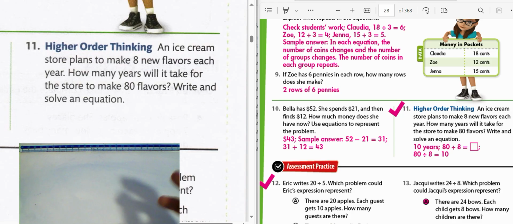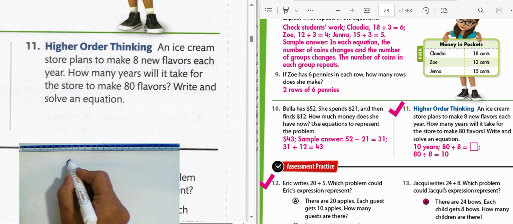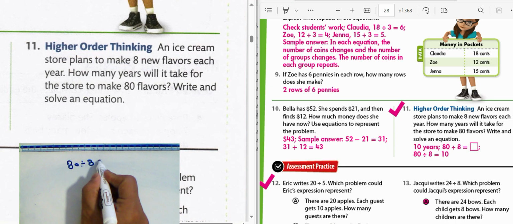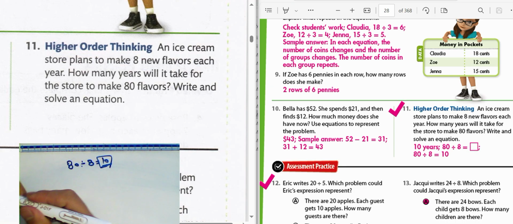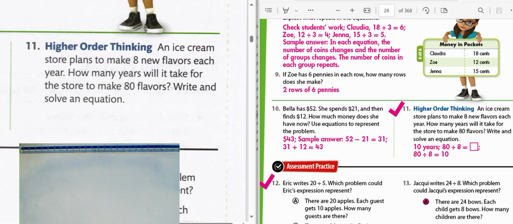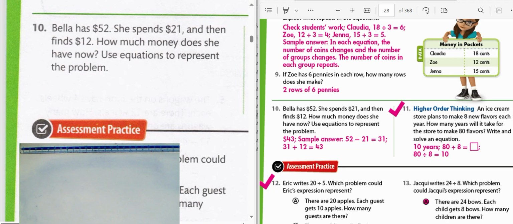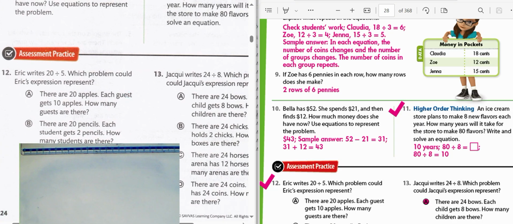Each year, 8 new flavors. How many years? It asks you, how many years will it take for the store to make 80 flavors? We can take the total number, 80, divided by 8 equals 10. The number here will be what? Will be 10. The answer here will be 10. Okay, that was question number 11. Next question, number 12.